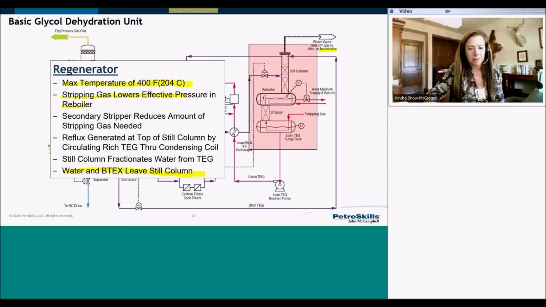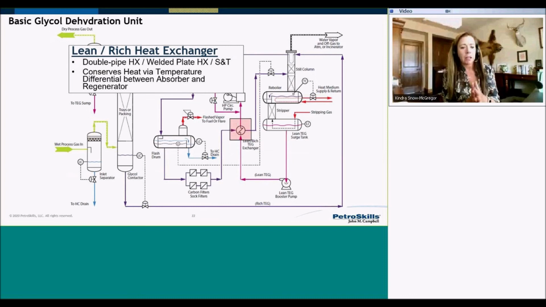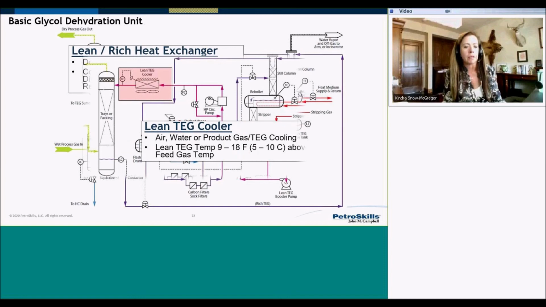Let's take a quick look at the lean rich exchanger. These typically are double pipe and pipe, or maybe it's a welded plate and frame. Welded plate and frame are very common. And remember, all I'm doing is conserving the heat that I need to put into that reboiler. So it's just a small amount of heat integration.